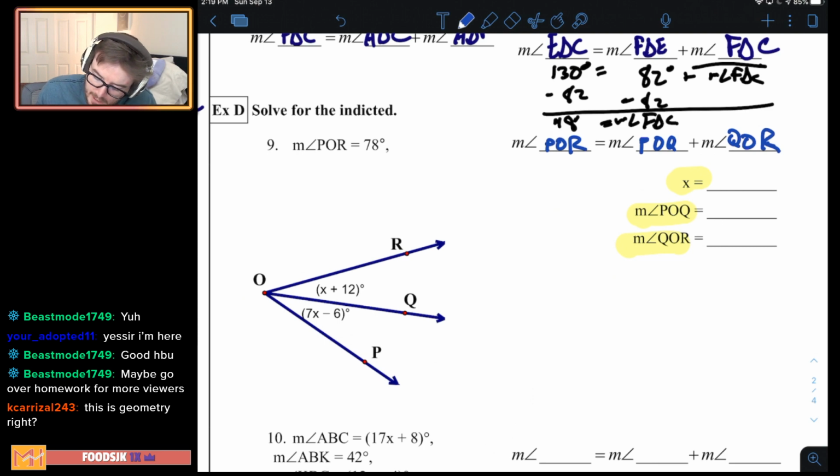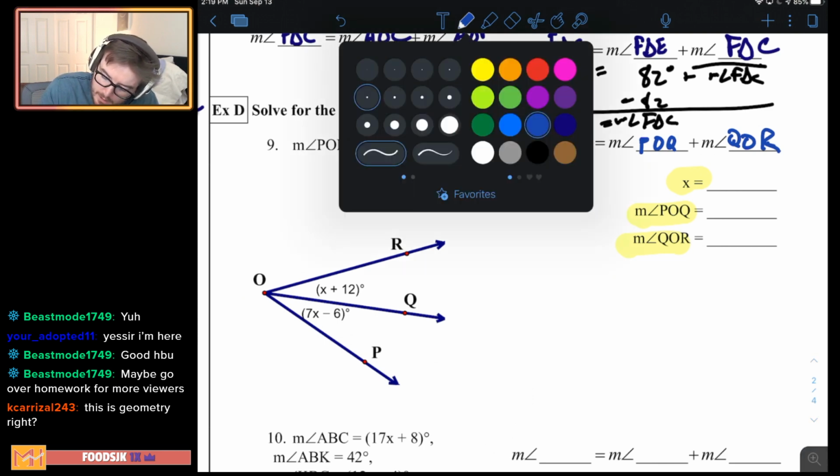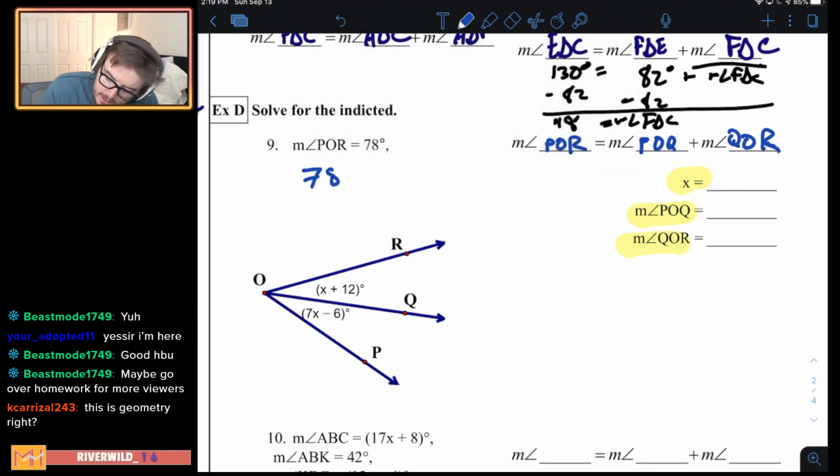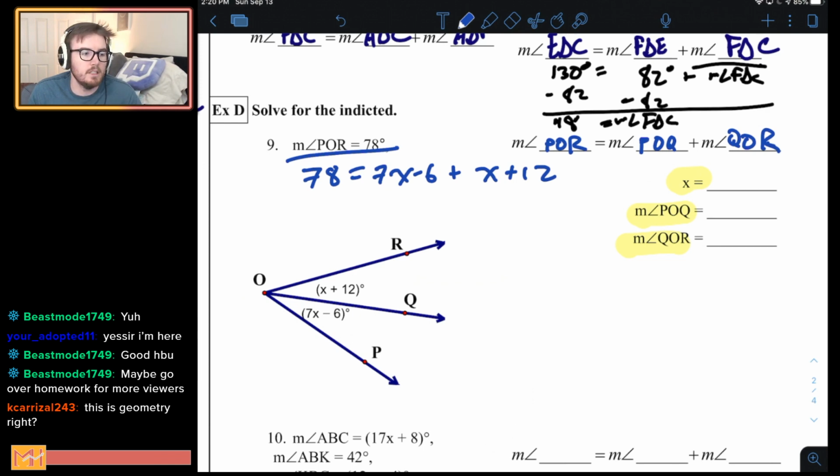So, with that being said, POR is 78. It says it right there. POQ is 7x minus 6, and QOR is x plus 12. There's my equation, right? The equation says the big angle is the sum of the two smaller ones. I understand that there's some x's everywhere, but don't let that intimidate you. You know what you're doing. You know that statement is true right there.